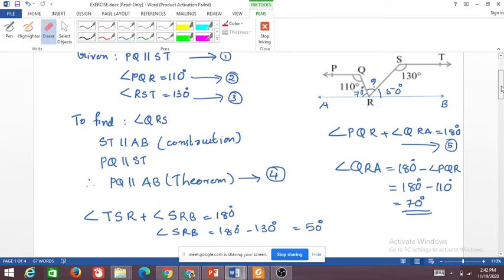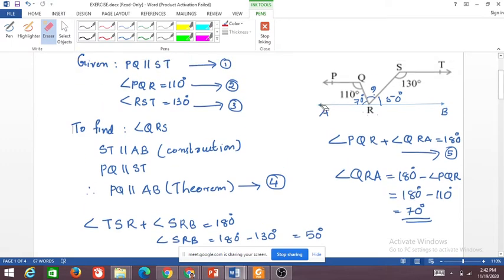Tell me. So ray QR is standing. If we consider ray QR, it is standing on a line AB, ma'am. Okay. We know by the linear pair axiom, we can say that if a ray stands on a line, the sum of two adjacent angles is equal to 180 degrees, ma'am. Angle QRA plus angle QRB is equal to 180 degrees, ma'am.